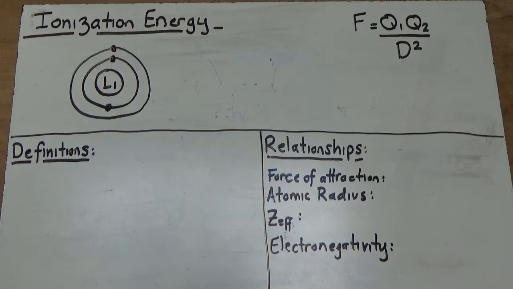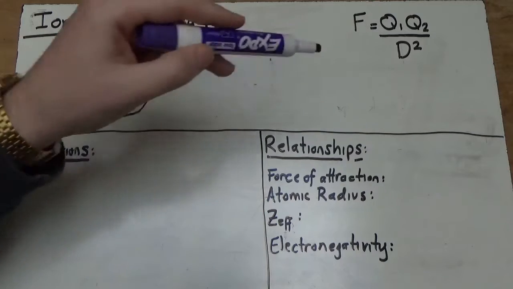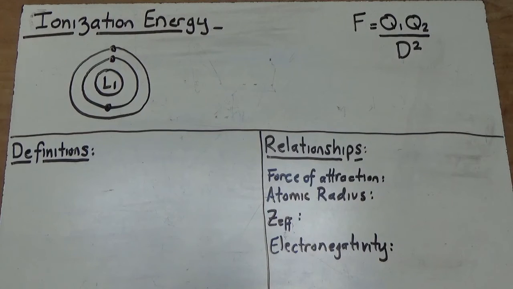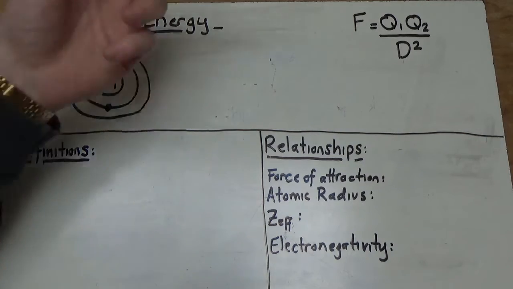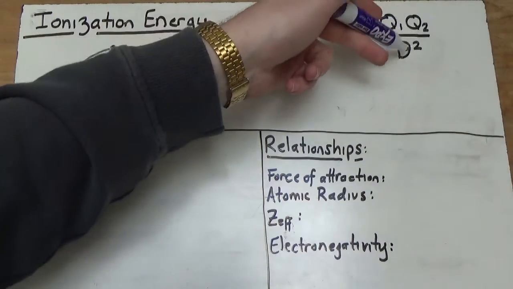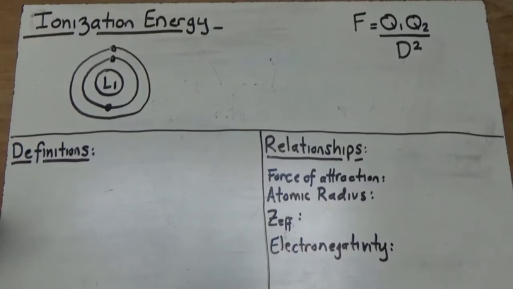In today's video, we're going to be discussing ionization energy in terms of Coulomb's Law. So if you have not watched the Coulomb's Law video, please go back and do that so you understand what F, Q1, Q2, and D are before you go through with watching this video.